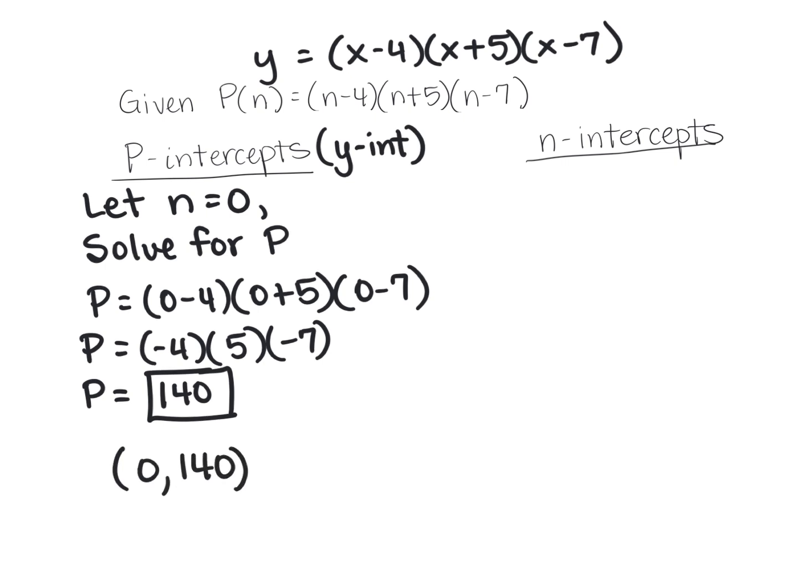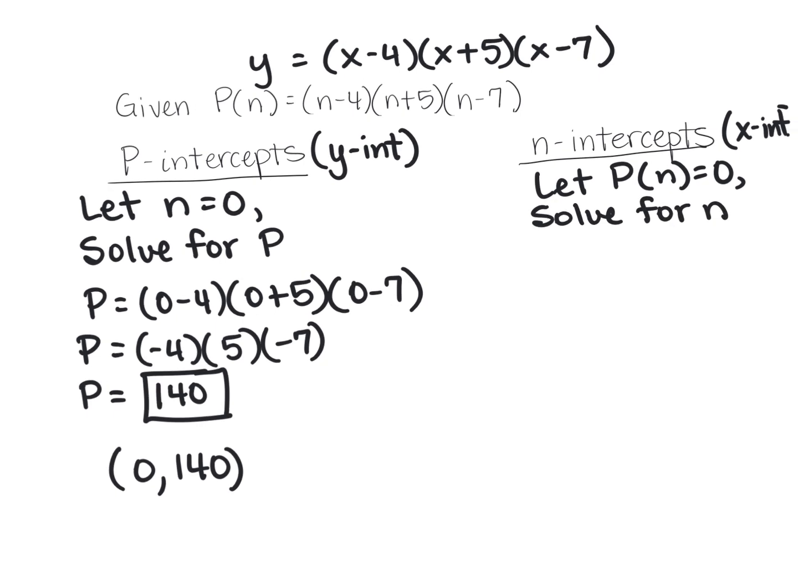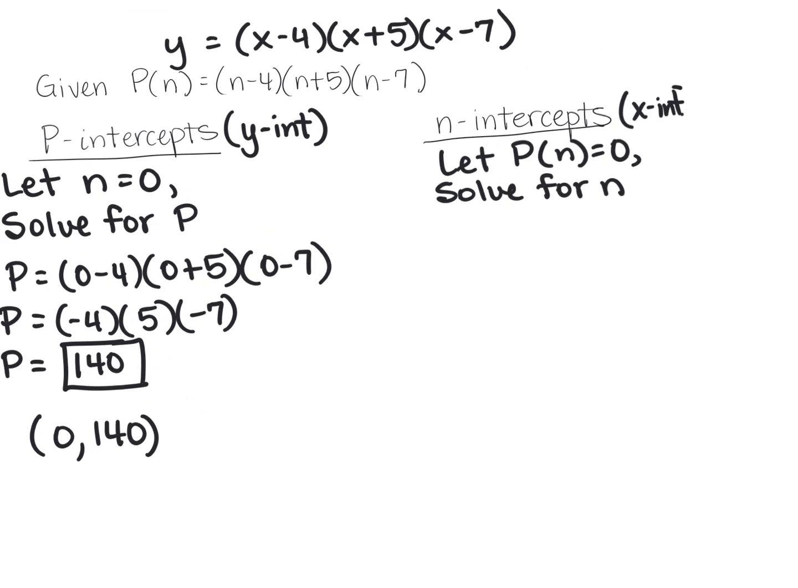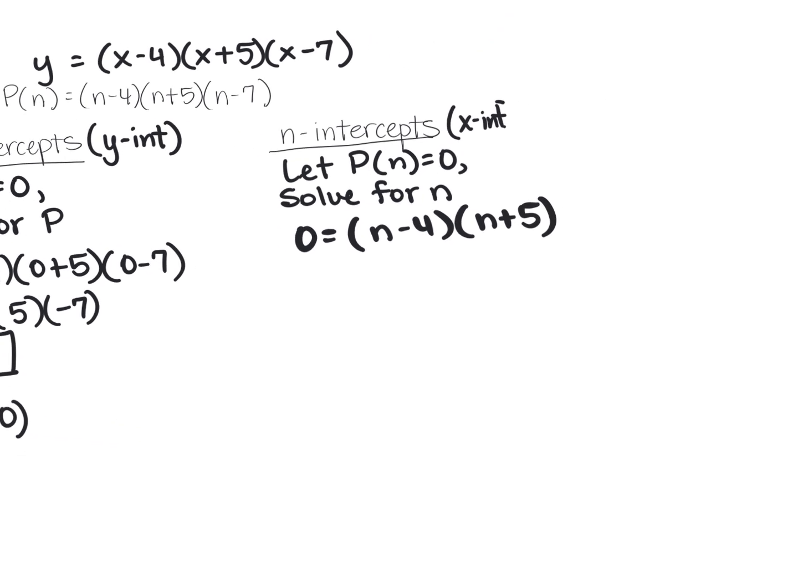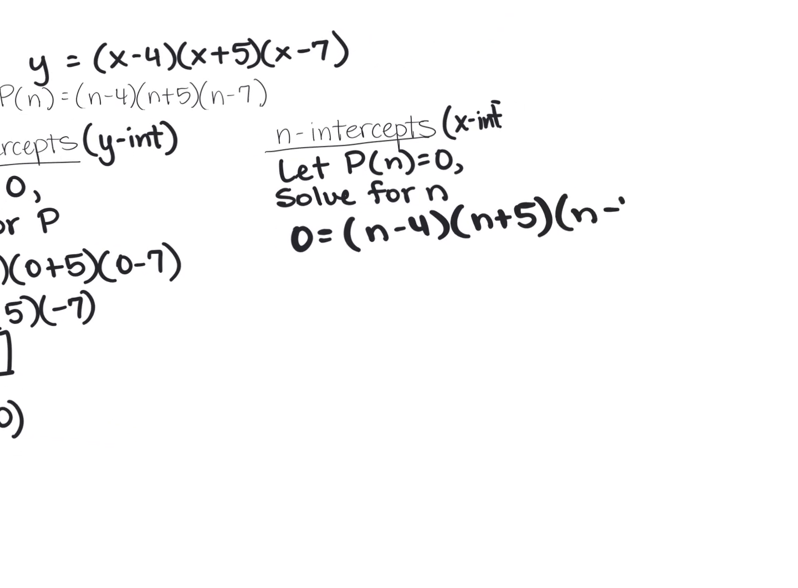Now for n-intercepts, that's the same thing as finding an x-intercept. And when I do that, I let y be equal to 0. So in our case, let p of n be equal to 0 and solve for n. Now, the nice thing about this is that it's already in factored form. So I will have 0 is equal to n minus 4 times n plus 5 times n minus 7. So what I do is take each one of those factors and set it equal to 0.